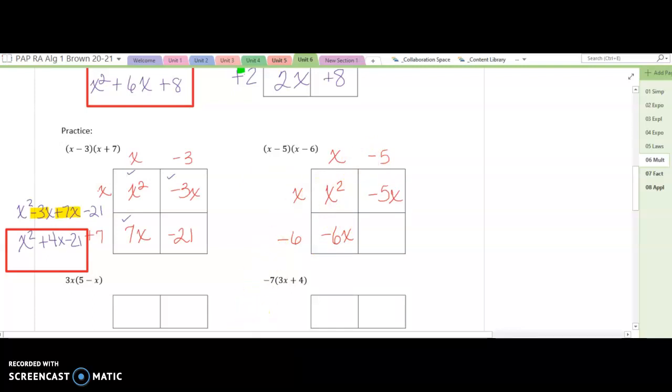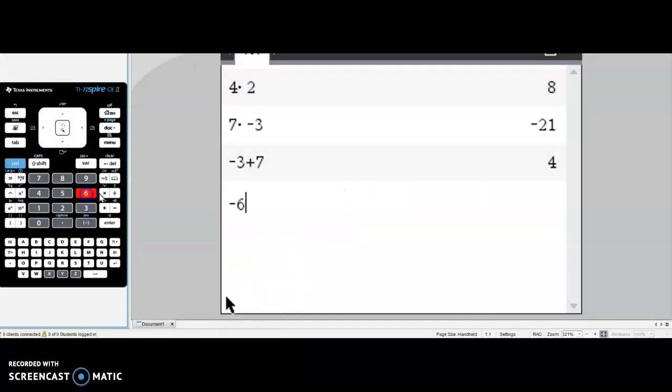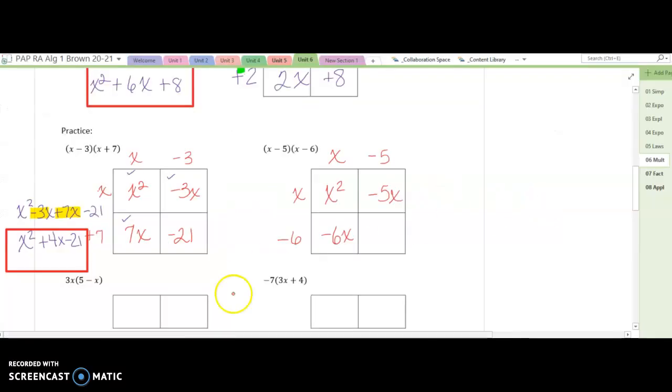Then I have a negative 6 times a negative 5. Let's go to our calculator. Negative 6 times a negative 5. Make sure we get this right. This calculator will tell us the truth, right? It's a positive 30. Okay. Let's take all of this out and write an expression. x squared minus 5x minus 6x plus 30.